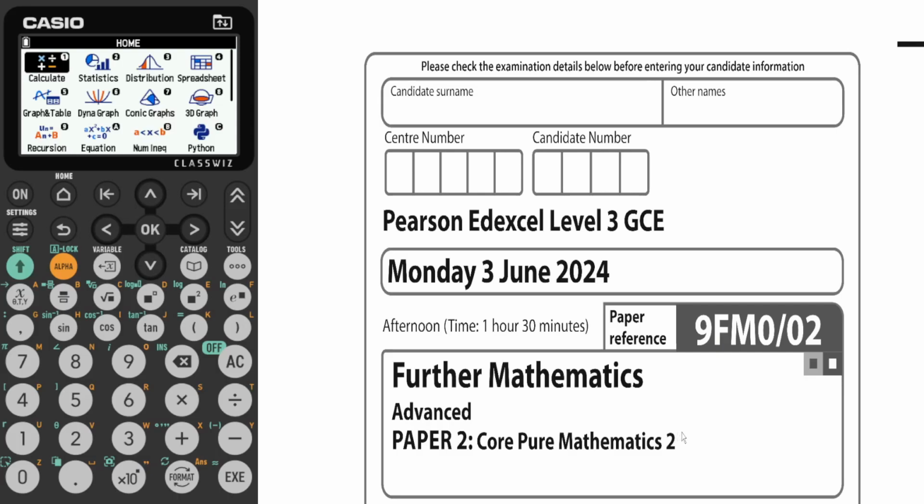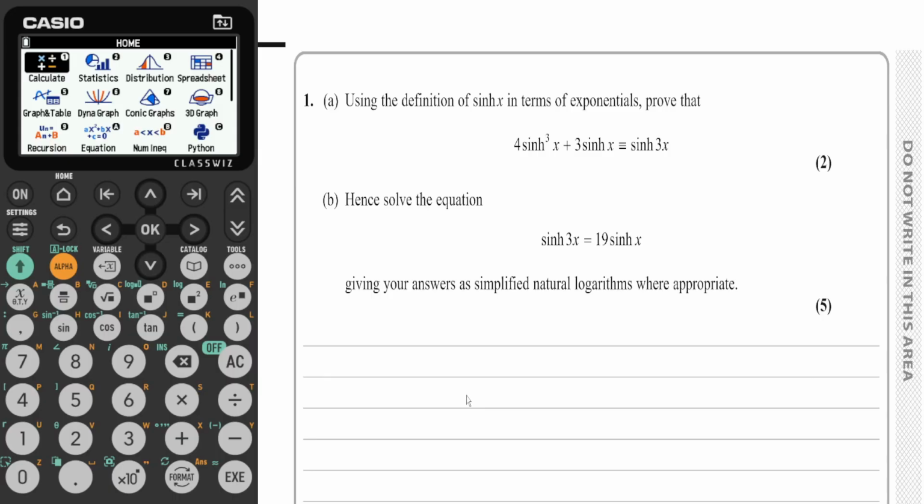This is the Edexcel A-Level Further Maths Paper 2 covering the Core Pure module, and this paper is from the June 2024 series. Question number 1, Part A.